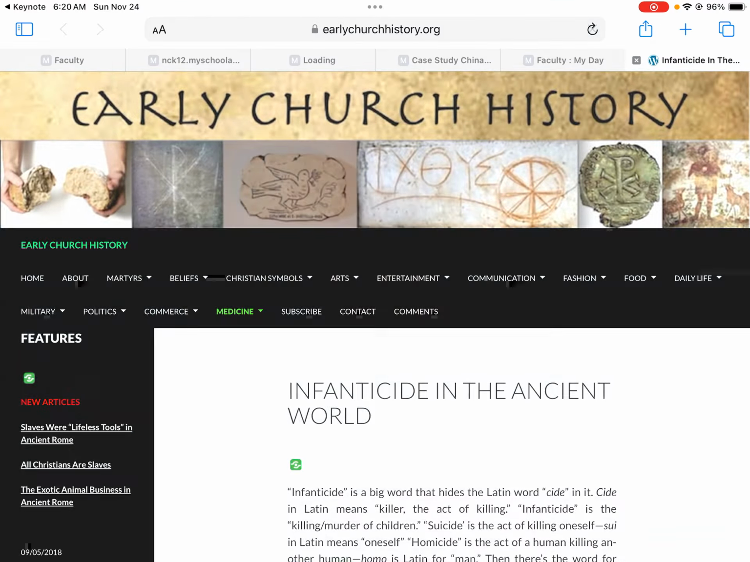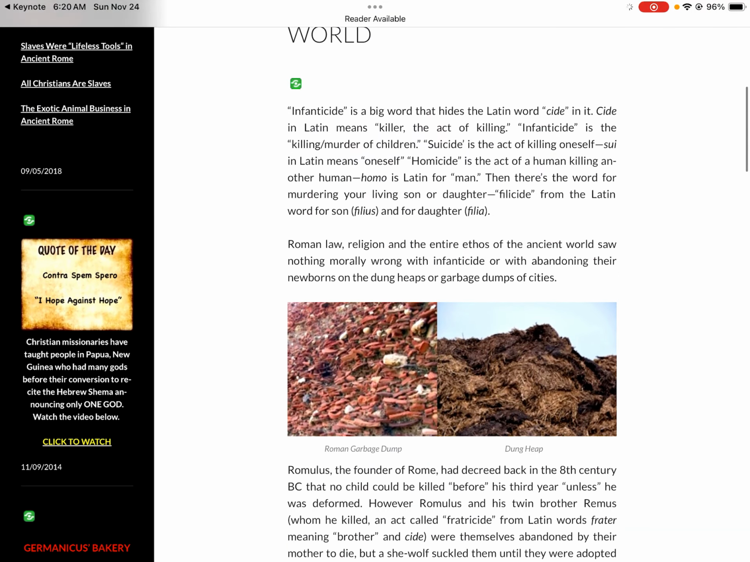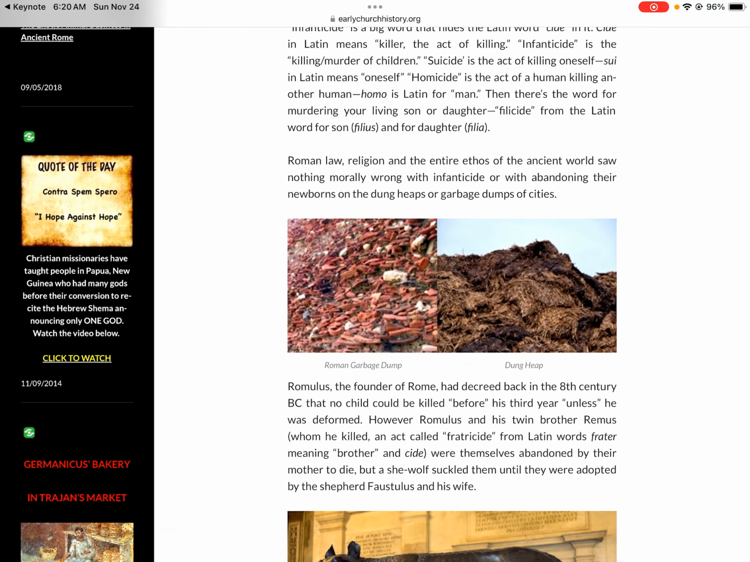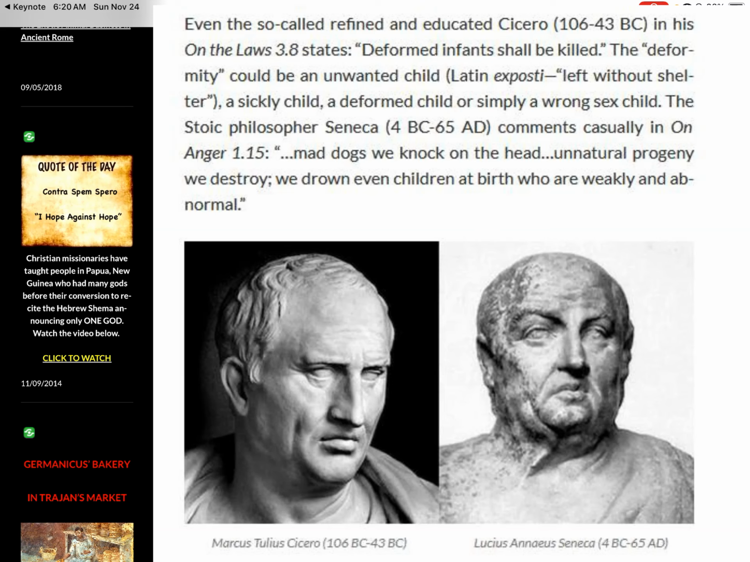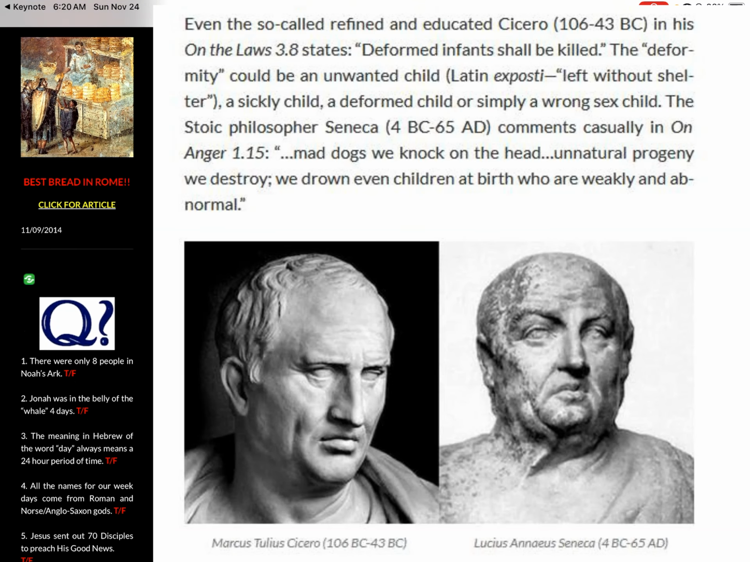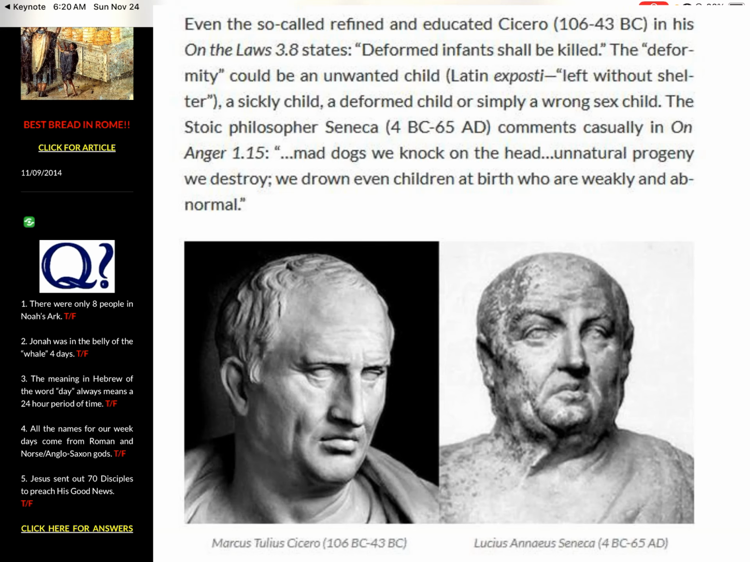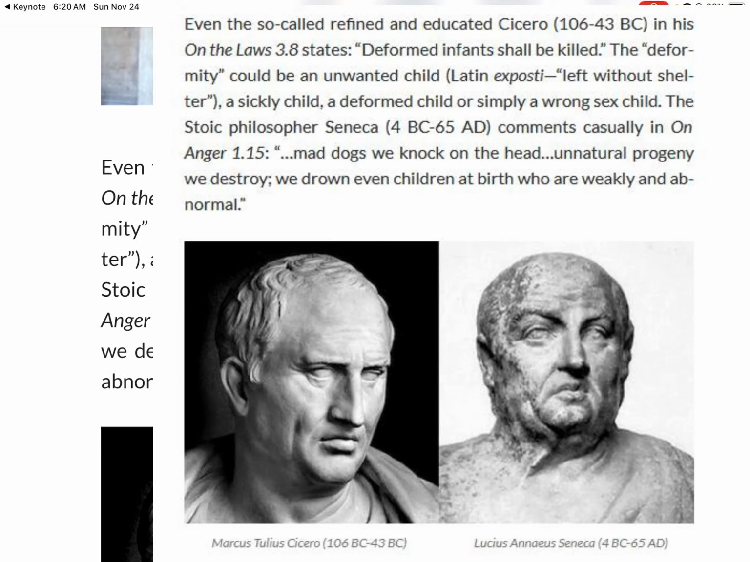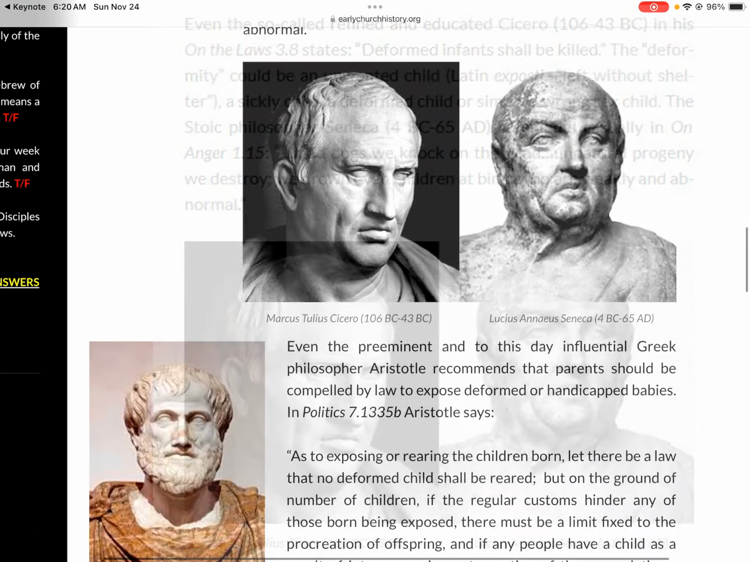And so what's your history if you're a Christian? Well, I do want to show you this. I do want to quote: "Roman law and religion and the ethos of the ancient world saw nothing morally wrong with infanticide or abandoning, exposing the newborns." All right, let's go through some of these people. Cicero: deformed infants shall be killed. The deformity could be an unwanted child, a sickly child, a deformed child, or simply a wrong sex child. Think about the one-child policy. Seneca, a philosopher, someone who thinks really well, right? "Mad dogs we knock on the head. Unnatural progeny we destroy. We drown even children at birth who are weakly and abnormal."